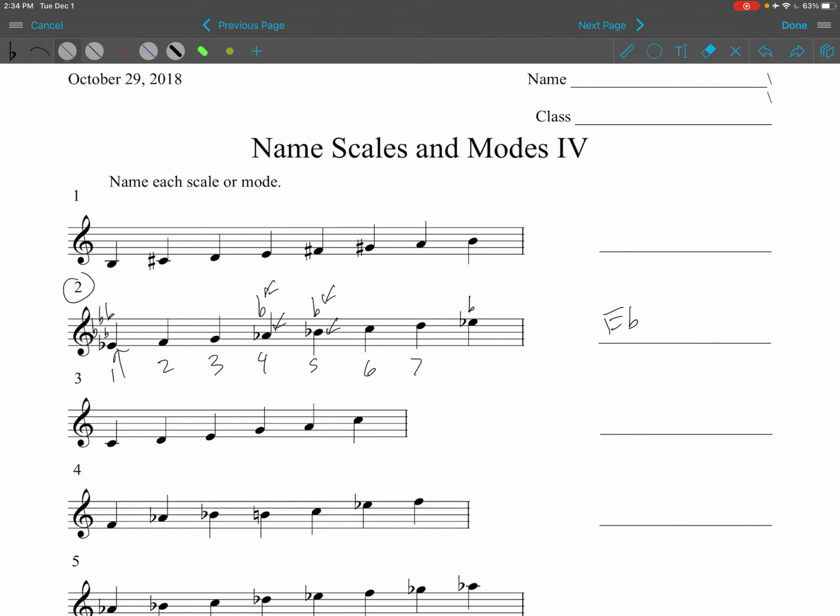So this is an E flat scale with absolutely no changes to the formula, so this would be an E flat major scale. You don't actually have to write scale, you can just write E flat major.